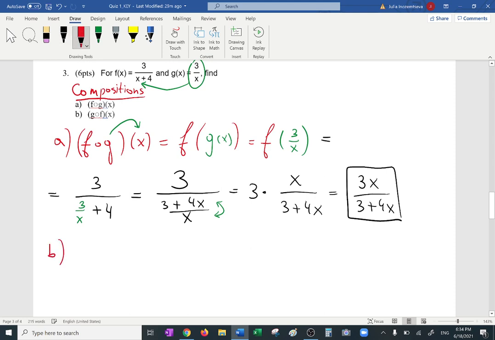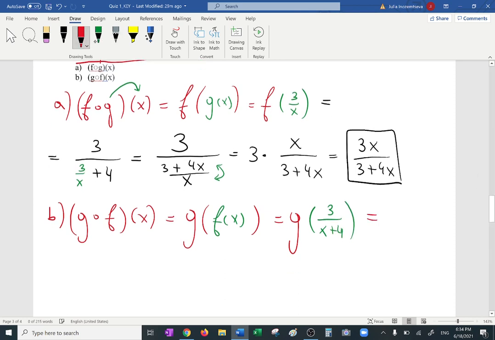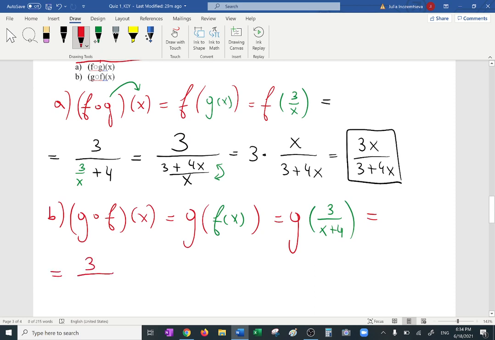B. B wants to find g composition f of x. So now g is the outside function, and f of x is inside. So it's going to be g at 3 over x plus 4, because that's my f. The g function says take your input and put it in a denominator, 3 over the input. But my input is 3 over x plus 4.